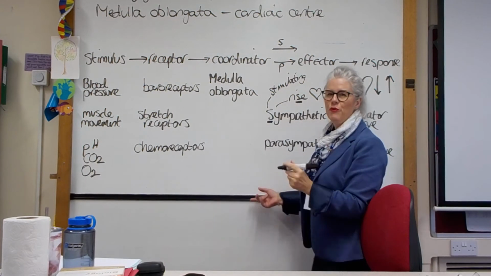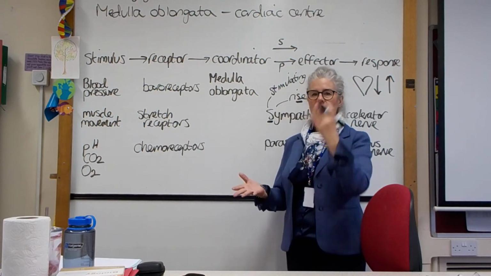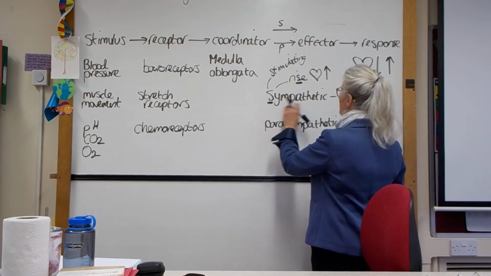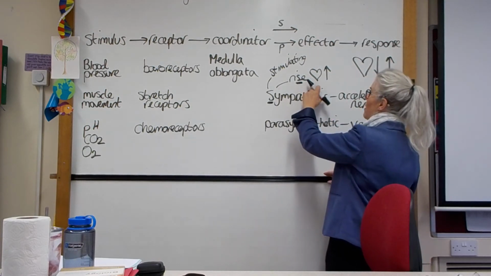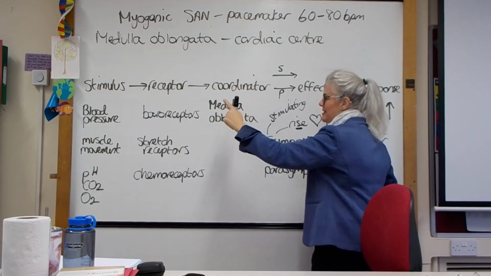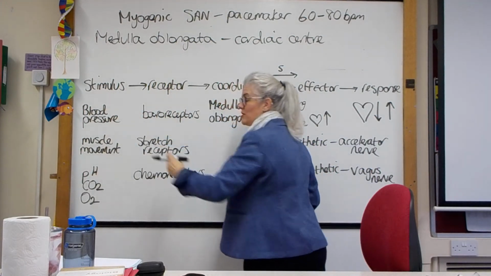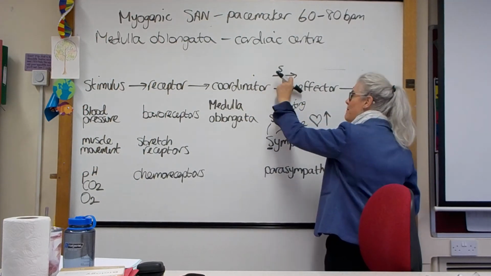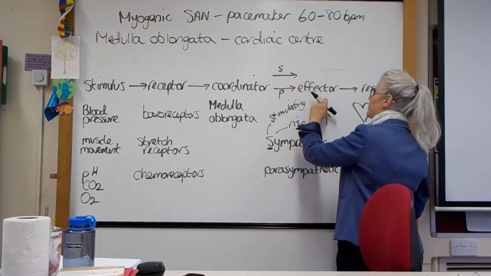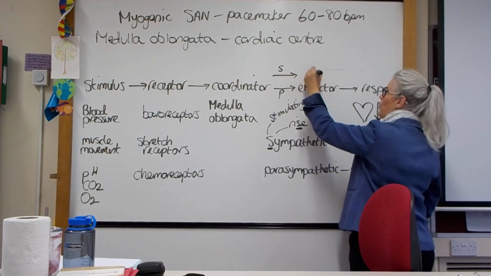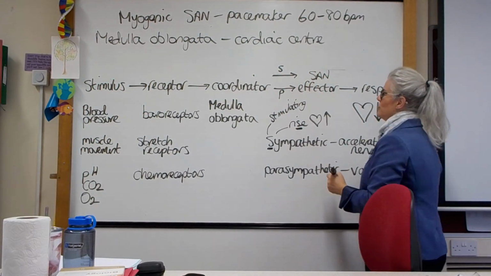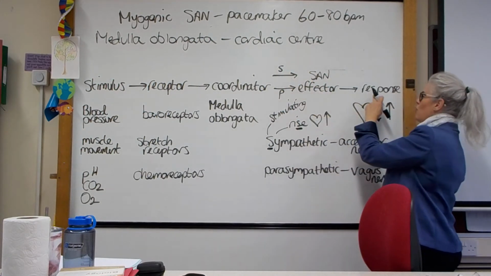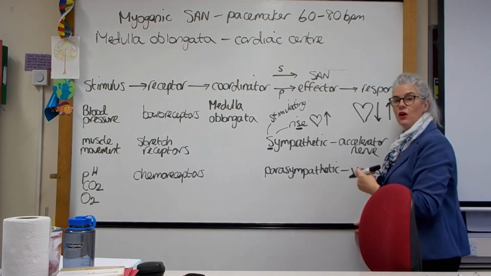You get a rise. But remember, any nerve impulse can decrease or increase that. You're still stimulating the nerve. So anyway, your sympathetic is your accelerator nerve and you get a rise. If your coordinator detects that your blood pressure is low, it's going to want to increase your heart rate. So it sends the response down the sympathetic nerve to the effector, and the effector in all of these is the sinoatrial node. It will stimulate the sinoatrial node to increase the heart rate, and so your heart rate will go up.